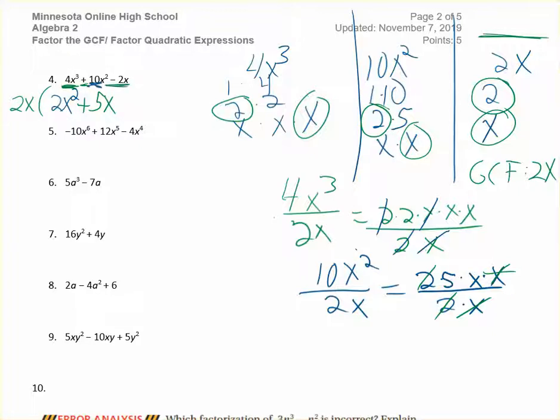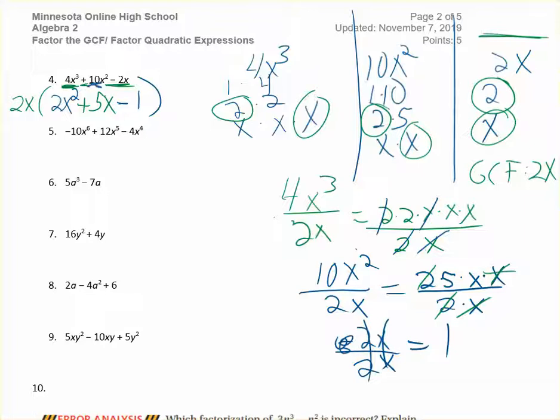Last term, minus 2x. Minus 2x. And we're dividing by 2x. You know what, we can just put the minus here and ignore it for now. 2x divided by 2x equals 1. Does not equal 0. You put a 1 here. You close your parentheses. You check with the distributive property.